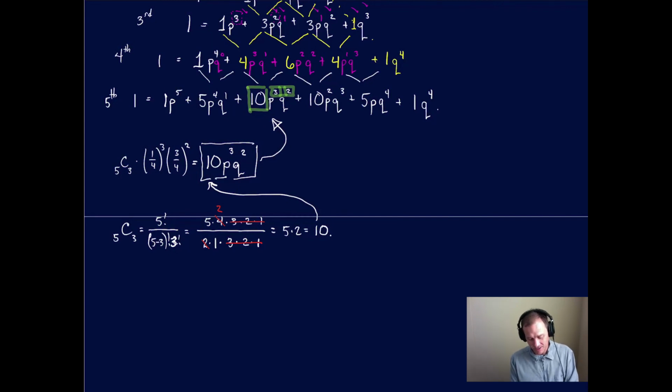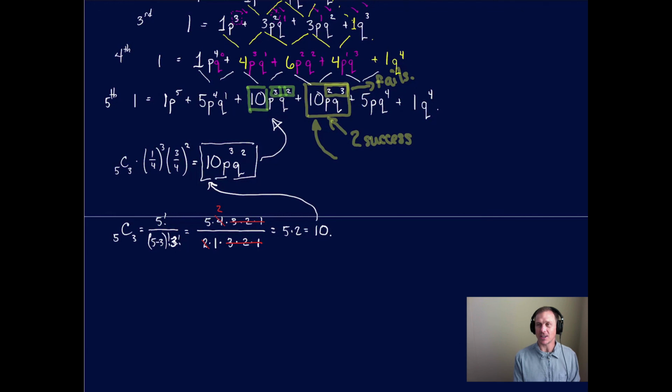So let's take a look at another one. We should have a different color for another example. So let's take a look at this term right here. What does this tell us? This says that, again, there was 2 plus 3. There were 5 trials. There were 2 successes, 3 failures, and it happened 10 different ways. There's 10 different ways that you could get 2 correct and 3 incorrect.